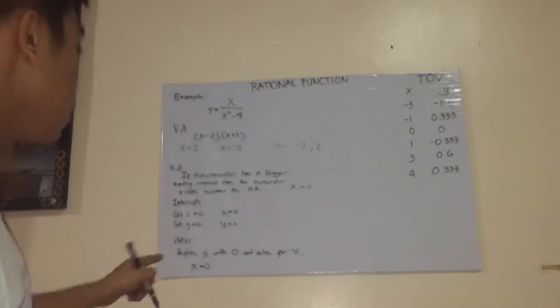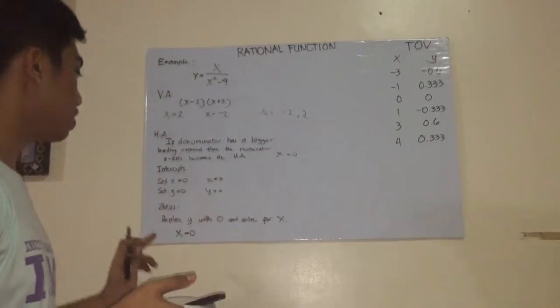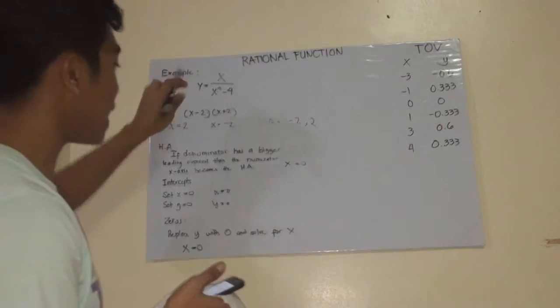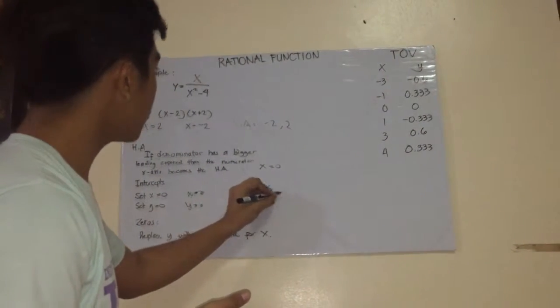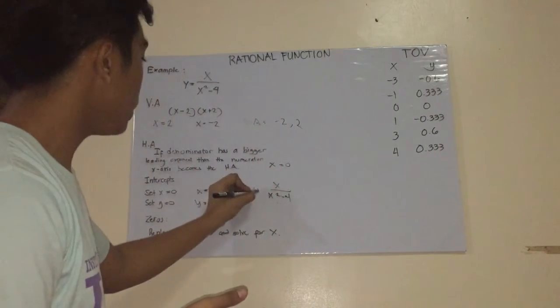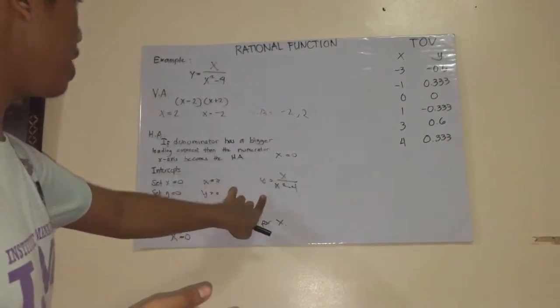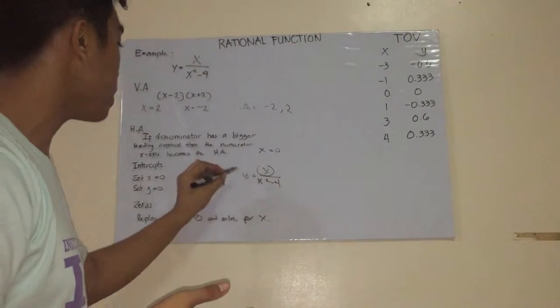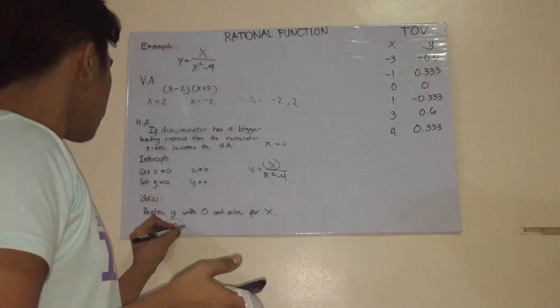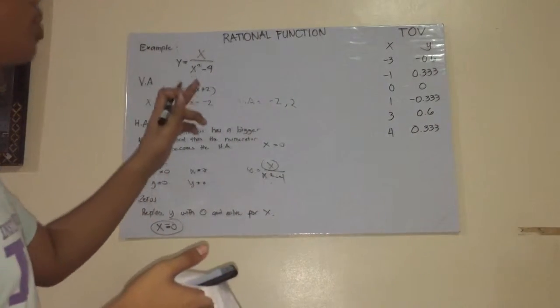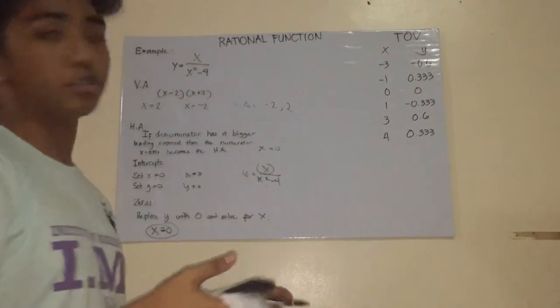So, other is zeros. How to get the zeros? Replace y with 0 and solve for x. So, pag ni-replace natin siya, magiging x squared minus 4. So, may y dito. So, pagka ginawa natin 0 to, i-equate lang yung x natin sa 0. So, magiging sagot is x is equals to 0. So, ang susunod natin gagawin is mag-graph ng rational function.